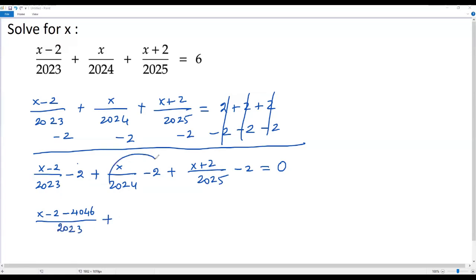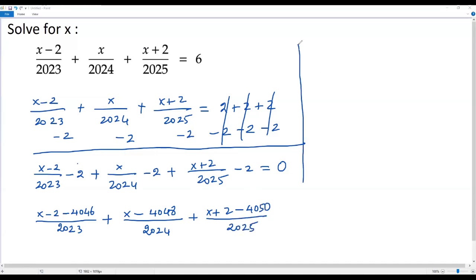The same thing I have to do for this one. So I get x, taking this negative sign, 2 times 2024 will be 4048, over the common denominator 2024. Then for x + 2, we multiply and take this negative sign over here, 2 times 2025 will be 4050, over 2025.